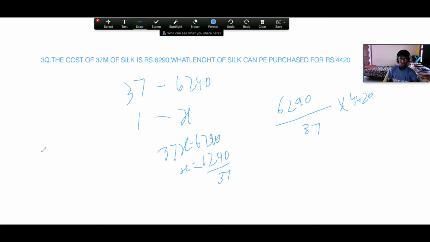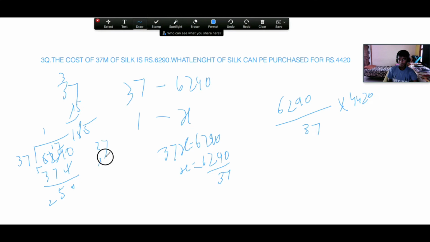Okay, friends. Now let's do division for this. 37 into 6290. 2 7s are 14, so it will be 37, and the 9 is going to be here. 5 minus 3 is 2, and 5. So 37, 5 is 35, 5 3s are 15, here 85. 37, 6, 6 7s are 42, 6 3s are 18, 18 plus 4, 22.